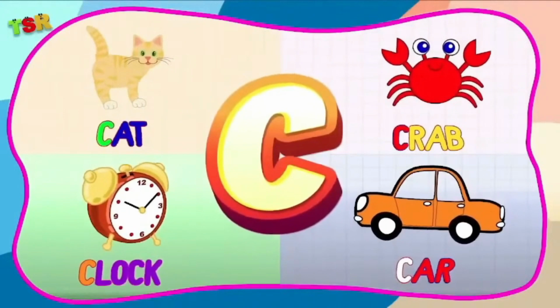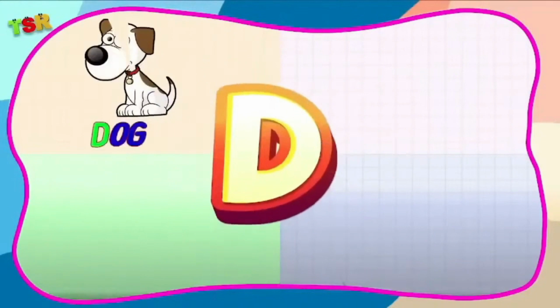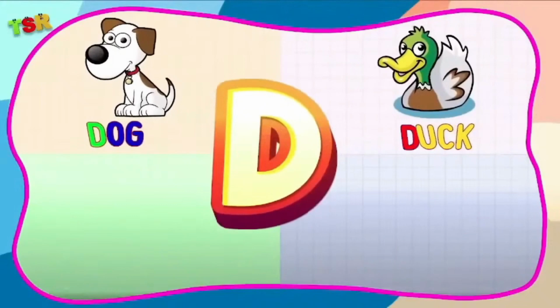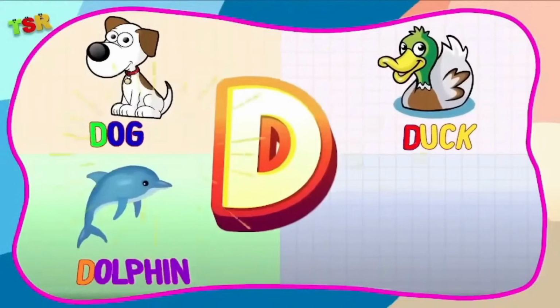Letter D is for dog. Duck. Dolphin. Deer.